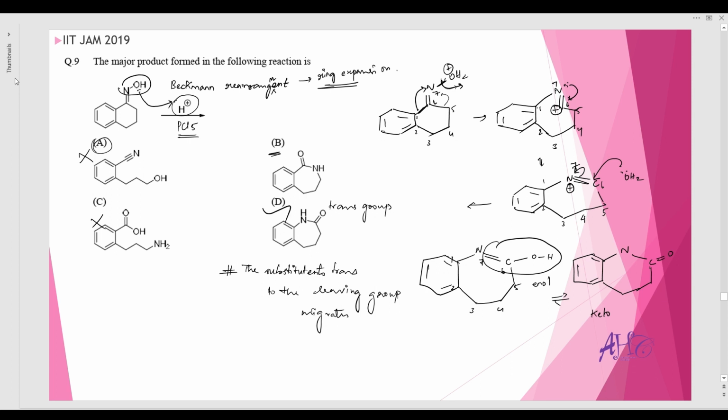And in this question, even if PCl5 is given instead of H plus, again you'll get the same product, and this is going to be your Beckmann rearrangement.